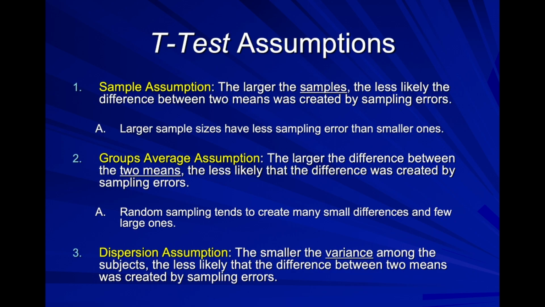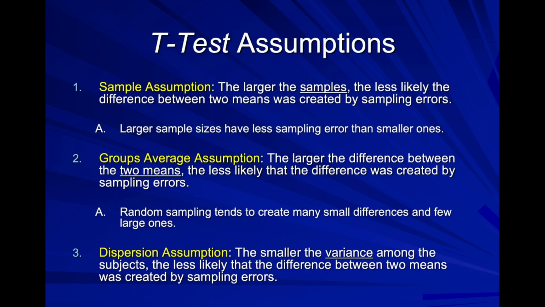All right, so the first is the sample assumption. The larger the sample, the less likely the difference between the two means is created by sampling error. And if you recall, sampling error is tied to making a type 1 error. So large sample sizes have less sampling error than smaller ones.